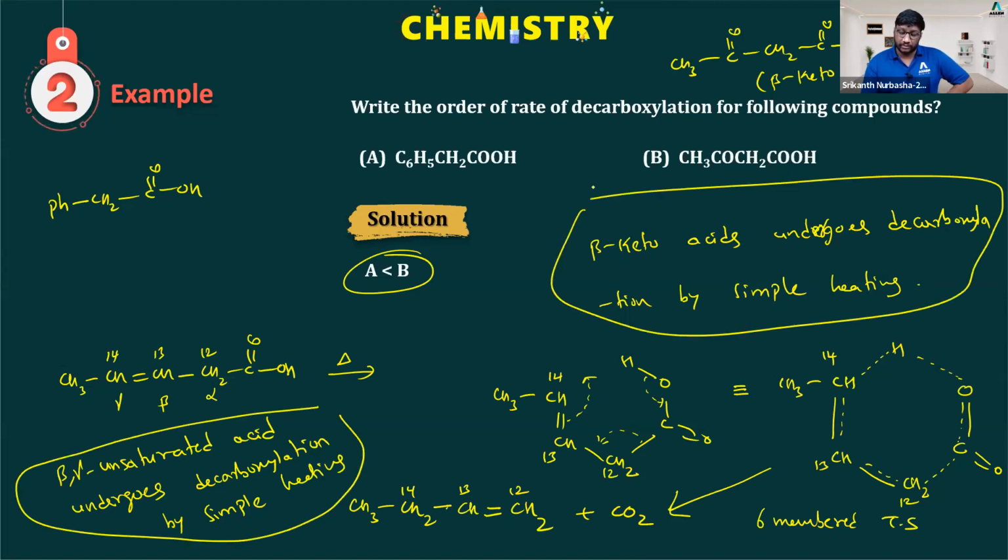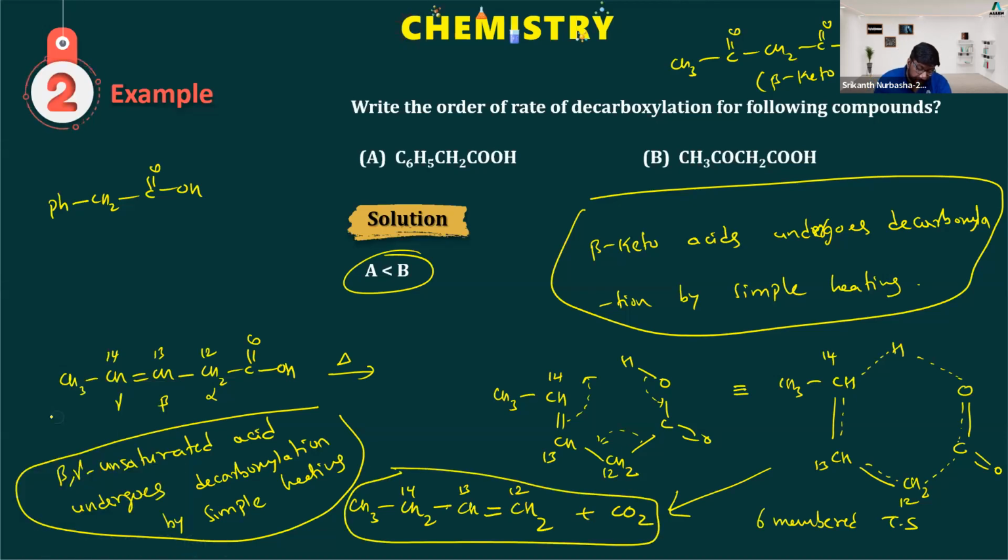Everyone got this or not? Similar to beta keto acids, beta gamma unsaturated acids will undergo decarboxylation by simple heating. This is the transition stage, but in this process, overall you are going to have the alkene formed, a hydrocarbon formed, but the unsaturation of the hydrocarbon has been shifted. The double bond position has been shifted. These are the products. Right?